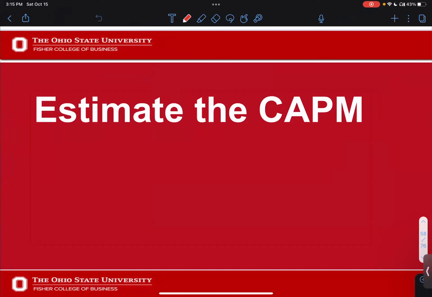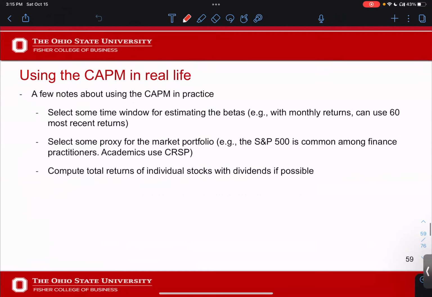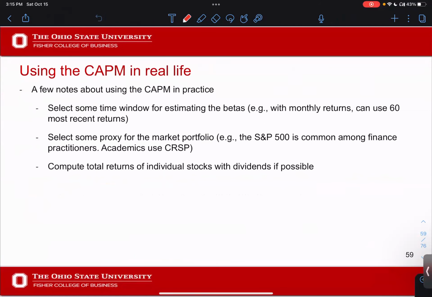This is the section on estimate the CAPM. So in this part, I will not have practice questions because it's not tested, and I will show you an Excel example later in the third part.